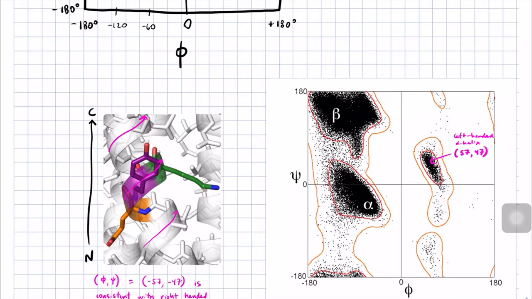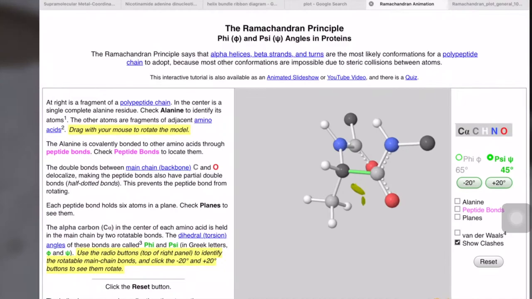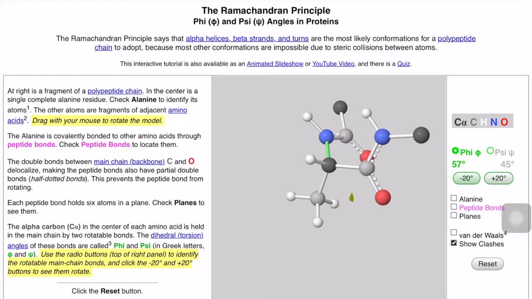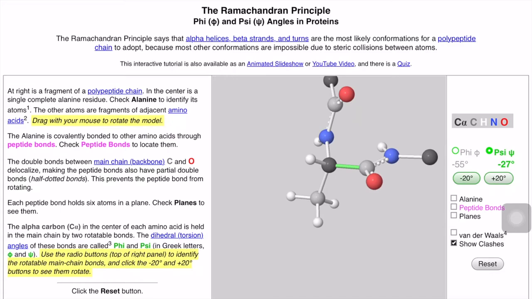And this is one of the ways, hopefully I've also shown you that steric clashes between backbone groups and between side chain groups can influence what conformations are allowed versus not allowed. And hopefully I've shown you ways in which that side chain affects the allowed conformations in terms of steric clashes with it.